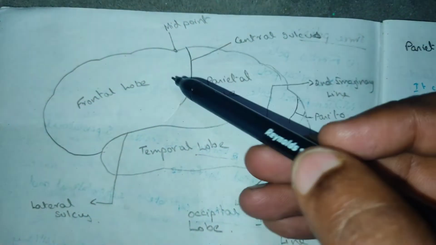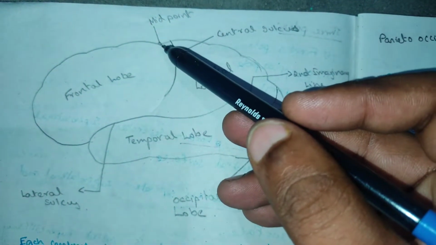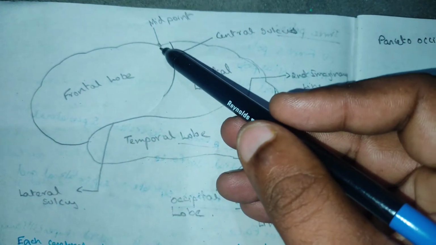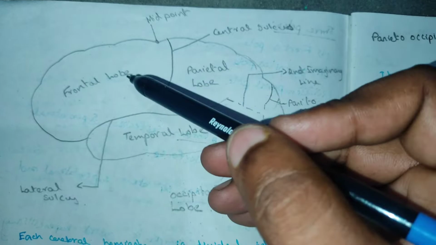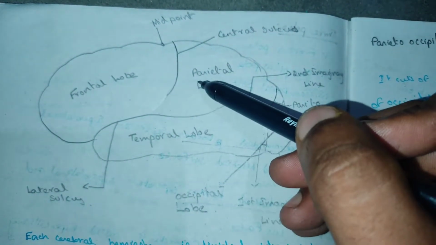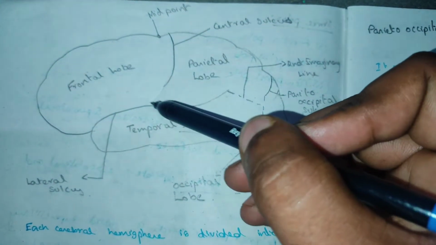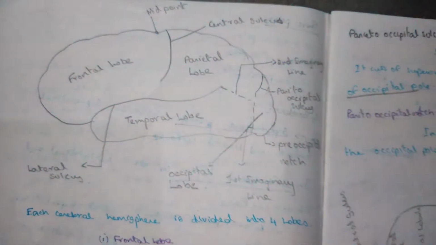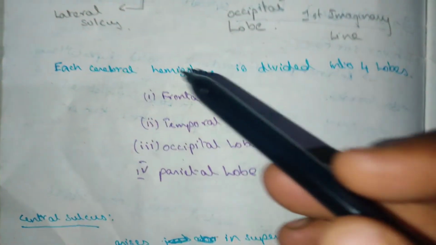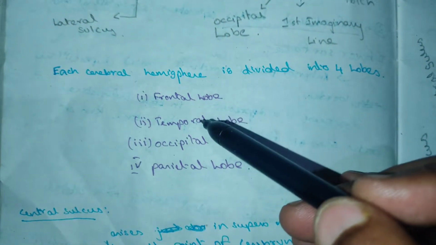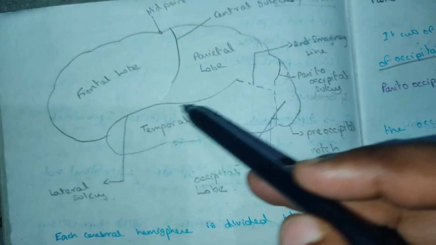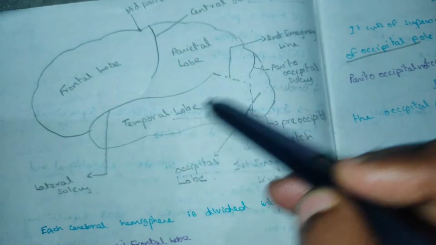In this diagram, the central sulcus is located just behind the midpoint of the cerebrum. It separates the frontal lobe and parietal lobe, and it ends above the lateral sulcus. Each cerebral hemisphere is divided into four lobes: frontal, temporal, occipital and parietal. This one is frontal, this one is parietal, this one is temporal, and this one is occipital.